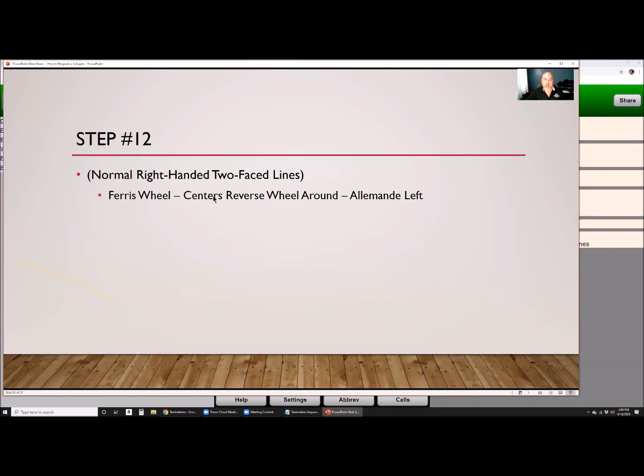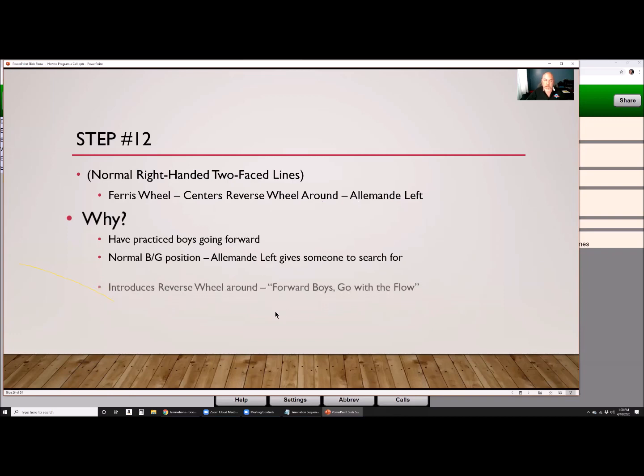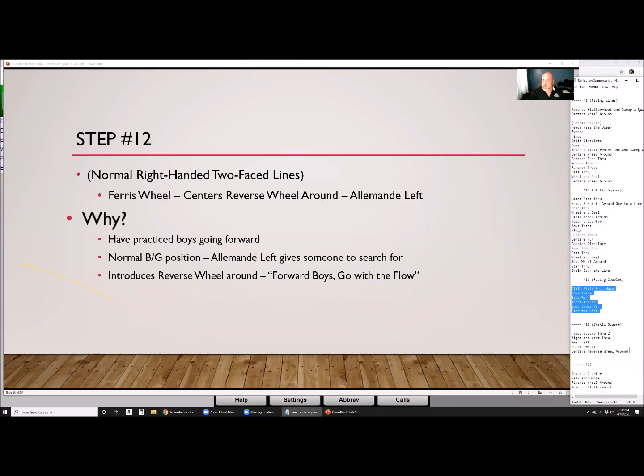So again, from here, I'm not just going to call it willy-nilly. It's again looking for the Alaman left. I've already practiced the boys going forward. Now they're going the other direction, but they already know how to go forward. Normal boy-girl position is back. Alaman left gives them somebody to shoot for, so they know where they're headed. And I introduce reverse wheel around for the first time. Usually the helping words, forward again, boys, go with the flow, is enough to help them get what they need to do and get that done.